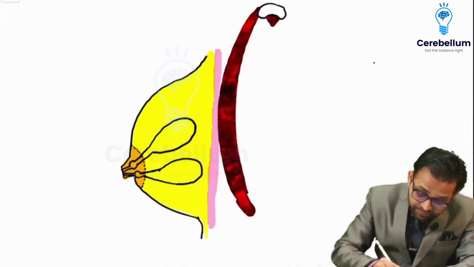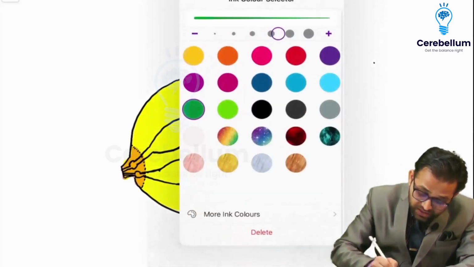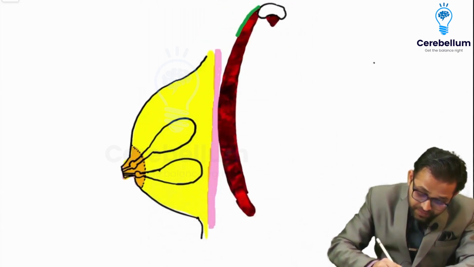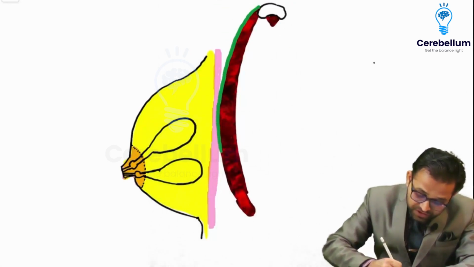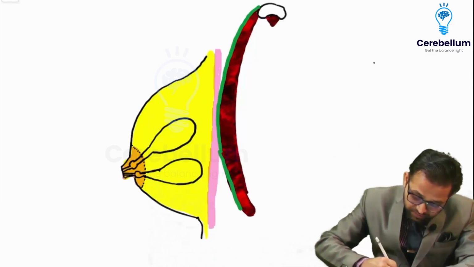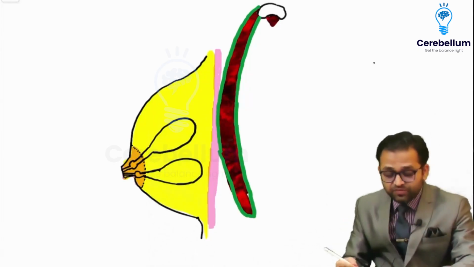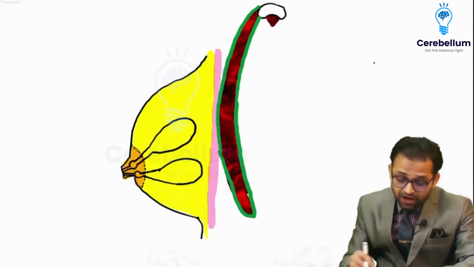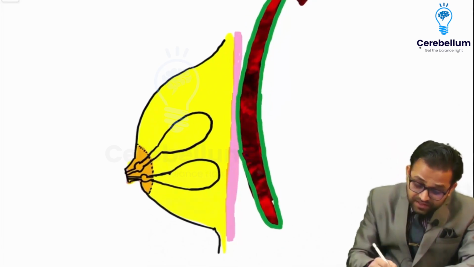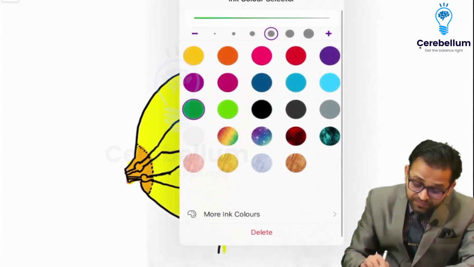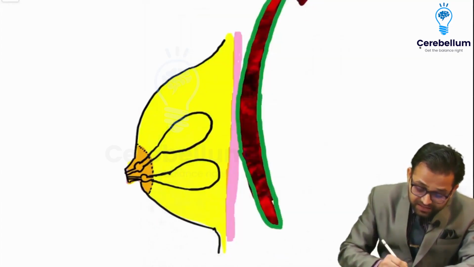The deep fascia at the pectoral region is known as the pectoral fascia. Okay, sir. So this is our pectoral fascia, the deep fascia of the pectoral region. Got the point? Now look here, sir. There is the presence of ligaments which are connecting the skin to the deep fascia.